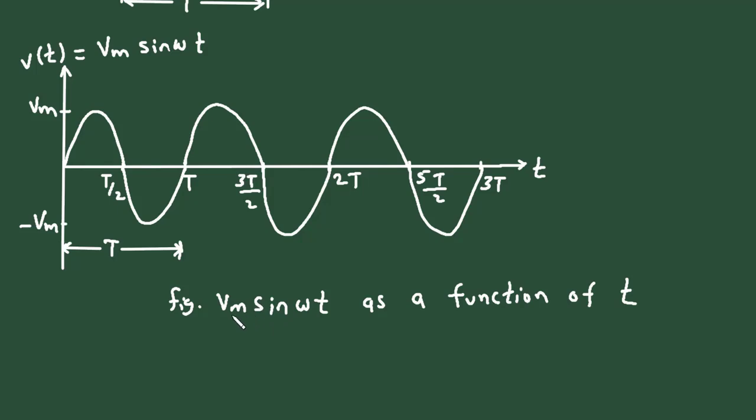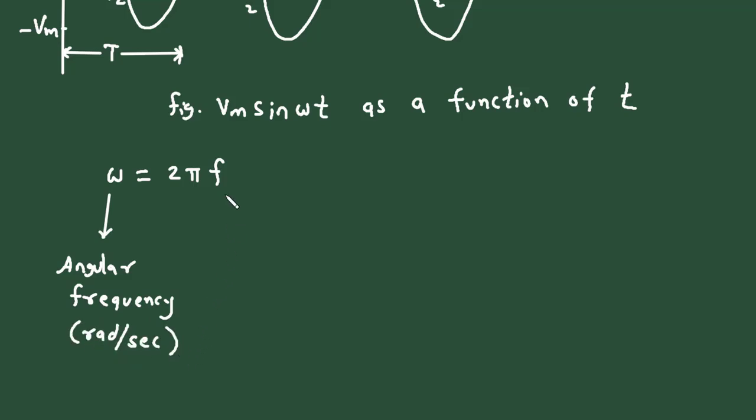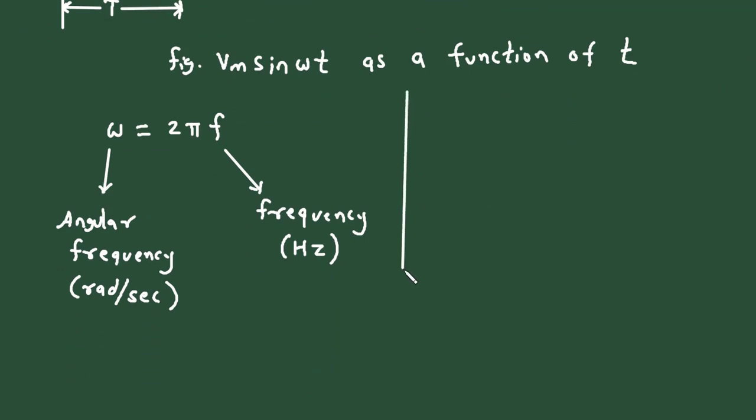Now, if we want to draw Vm sin omega t as a function of omega t. So, we know that omega is the angular frequency and it is equal to 2 pi f. This omega is the angular frequency and its unit is radian per second. And here this is the frequency and its unit is hertz. Also, time period T is equal to 1 upon f and it is second. Also, we can write frequency f is equal to 1 upon T hertz.